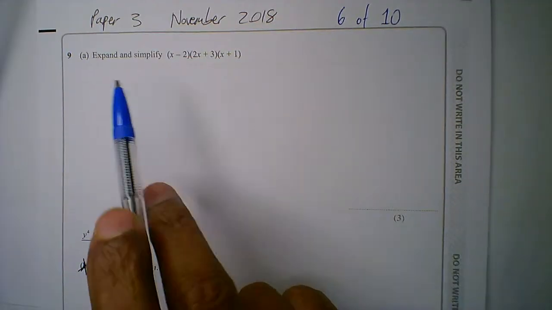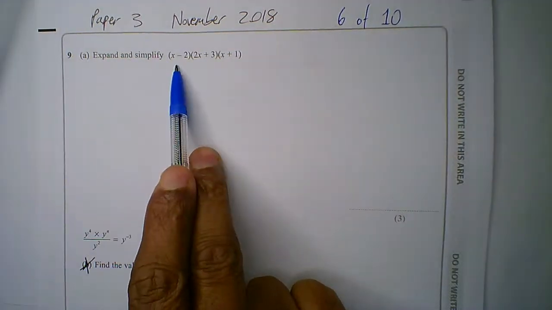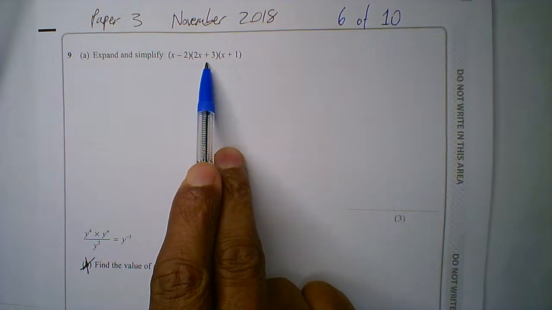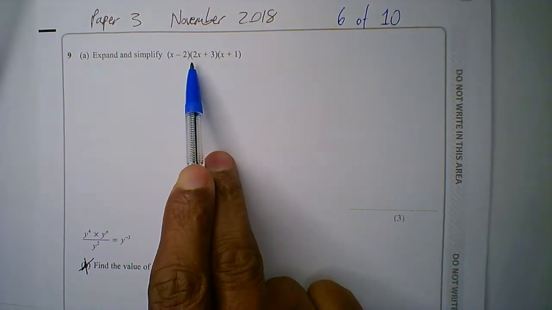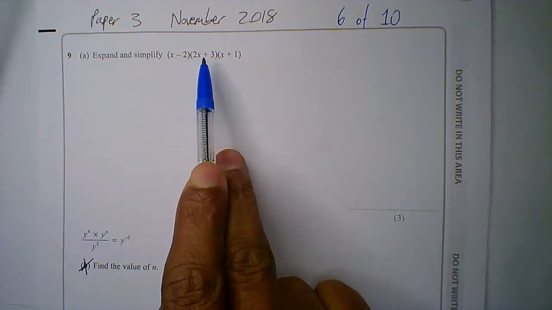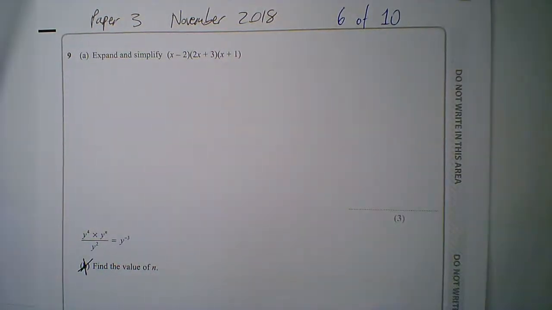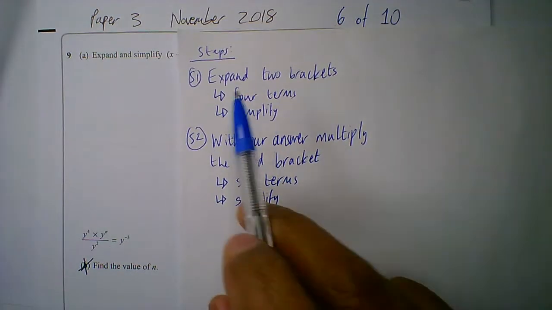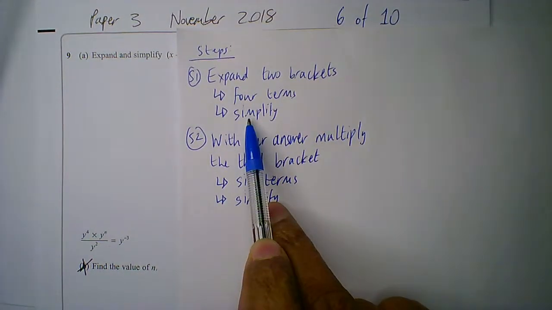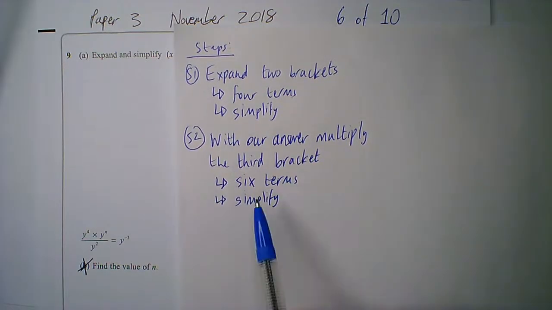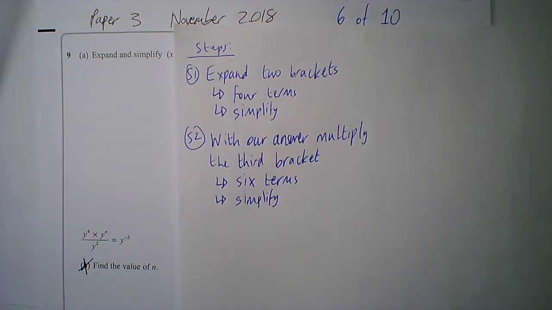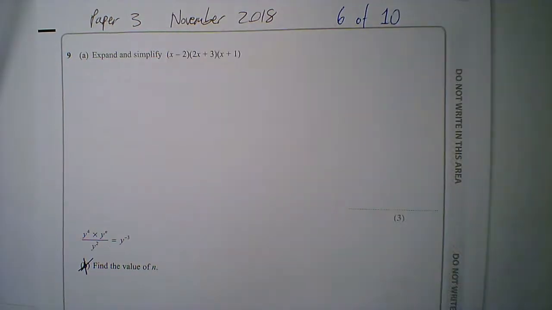So again, similar to before, expand and simplify x take away 2 times 2x plus 3 times x plus 1. So the difference with this question is I've got 2x plus 3 here. So I've got another little term here. But again, it's the same steps as before. Expand 2 brackets, simplify, take my answer, multiply it with the third bracket. I get 6 terms and I simplify. So it's the same process as before. So we're going to do that again.